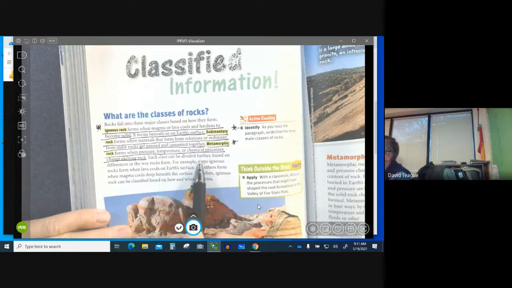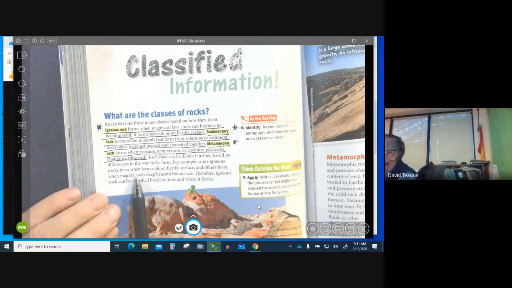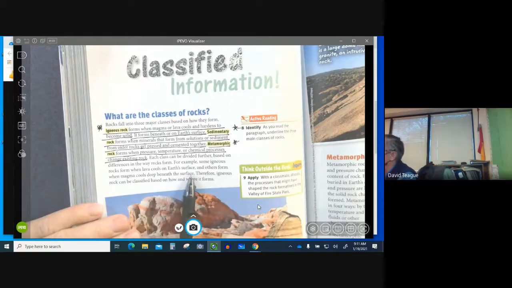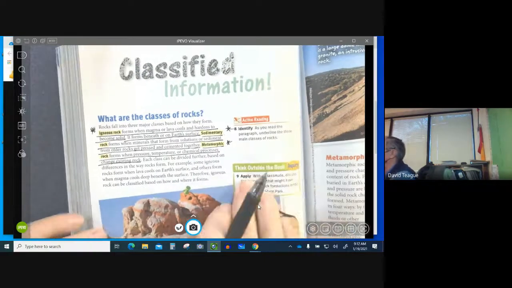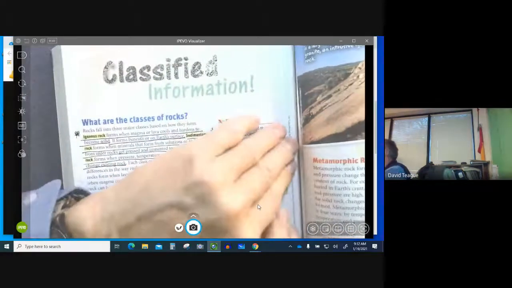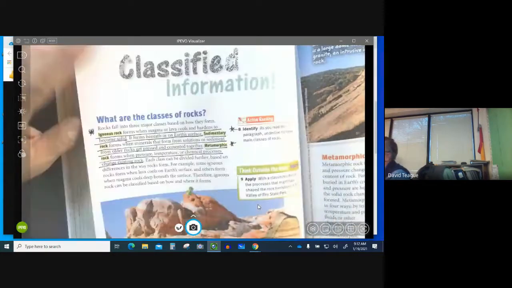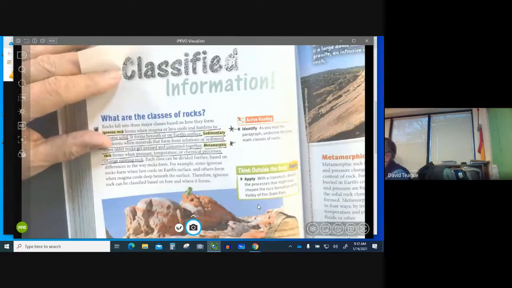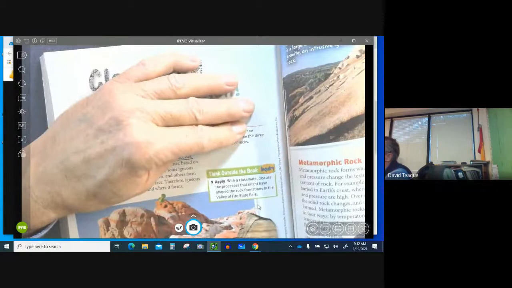Each class can be divided further based on differences in the way the rocks form. For example, some igneous rocks form when lava cools on Earth's surface, and others form when magma cools deep beneath the surface. Therefore, igneous rock can be classified based on how and where it forms. Right? Do you remember what those 2 forms are? They're going to go over that? Yeah. Okay, we're not going to do this.